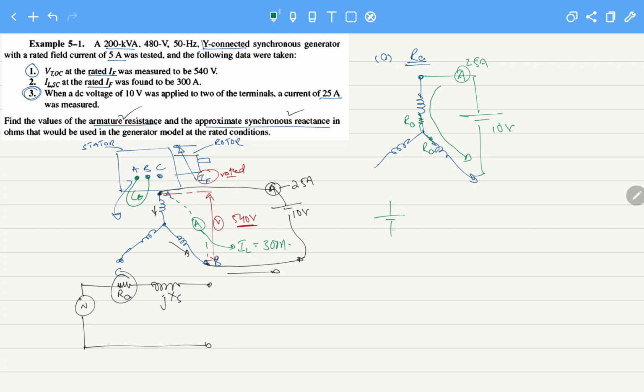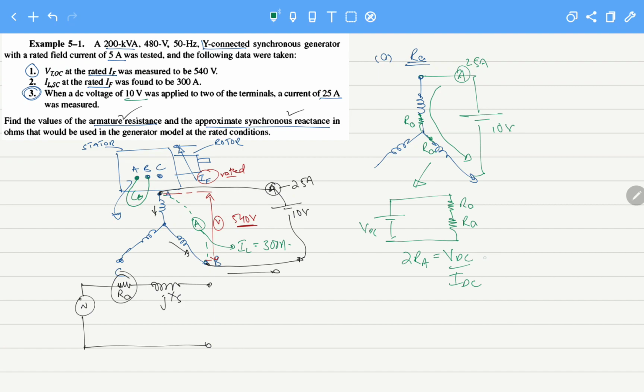This is actually a simple DC circuit with RA and RA. This is VDC. This circuit is actually like this, so we can write this as 2RA equals VDC over IDC. And VDC they have given as 10 volts and IDC is 25 amperes.